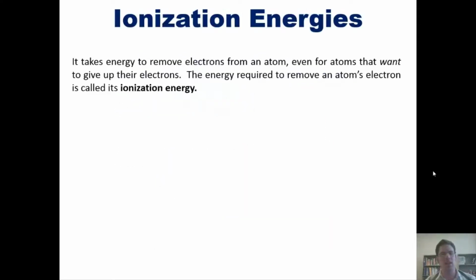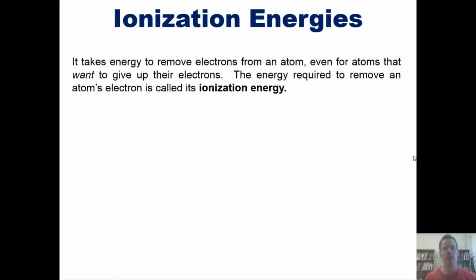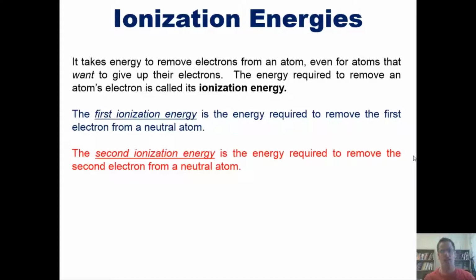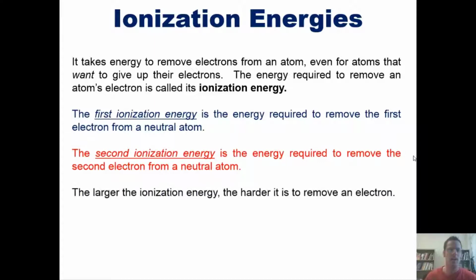So believe it or not, it takes energy to remove electrons from an atom, even for atoms that want to give up their electrons. The energy required to remove an atom's electron is called its ionization energy. The first ionization energy is the energy required to remove the first electron from a neutral atom. The second ionization energy is the energy required to remove a second electron from an atom. And the larger the ionization energy, the harder it is to remove an electron.